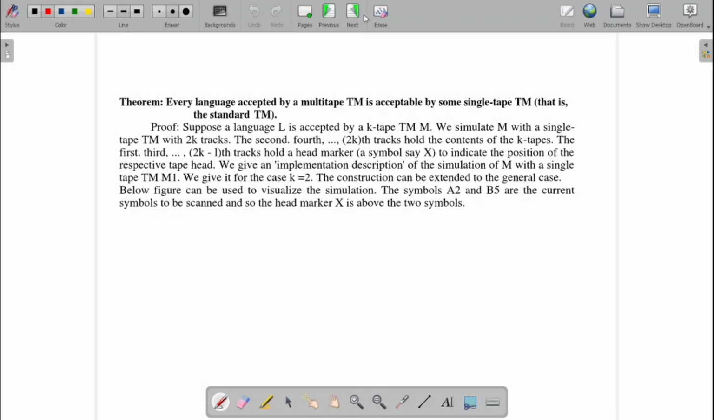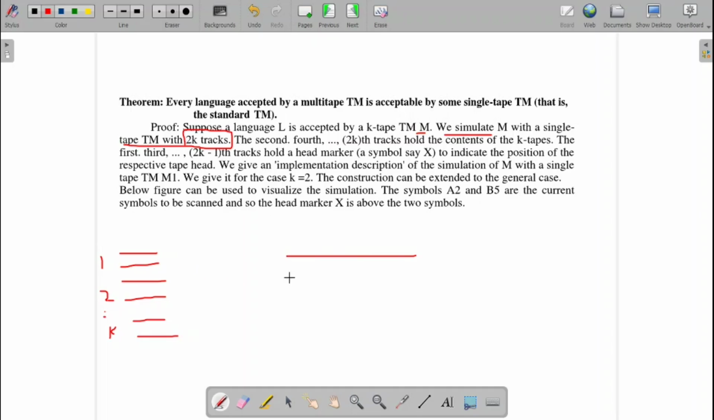The proof starts with: suppose a language L is accepted by a K tape Turing machine. Let that machine be M. This can be simulated with a single tape Turing machine with 2K tracks. So now the K tapes, 1, 2, going up to K, are present.